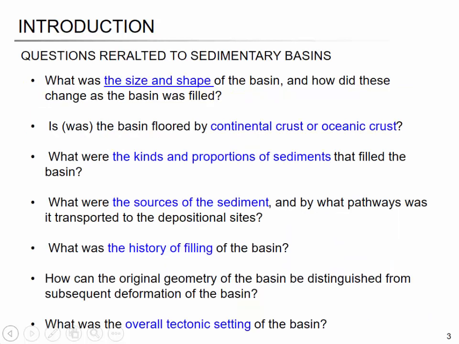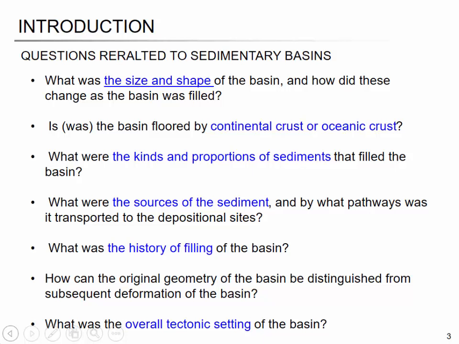So the questions related to sedimentary basin are these. Let's read this because these are very important. What is the size and shape of the basin, and how did these change as the basin was filled? You can think of the basin as a bowl shape, but it doesn't have to be a bowl. This bowl can be formed before the petroleum comes, or the petroleum migrated to some sedimentary rock and then they can be deformed. So this kind of chronology is also important. When you have a bowl-shaped surface, more sediments come in and it will be filled eventually. It's called the infill.